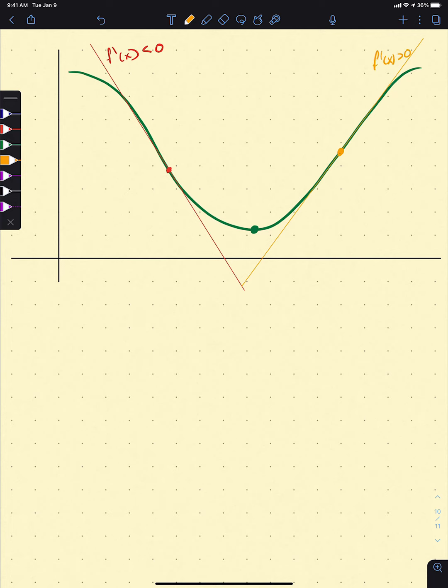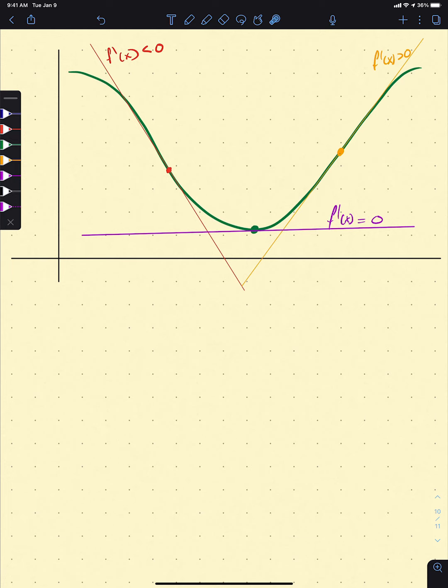is positive, okay? But what's going on right here? Well, at this local minimum, if I drop a tangent line, my tangent line is flat. f prime of x is equal to 0. And notice that here, where we have this local minimum, our tangent line, so our derivative, has slope 0, okay?